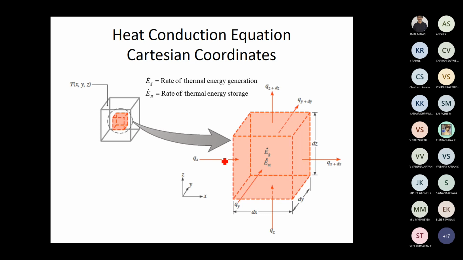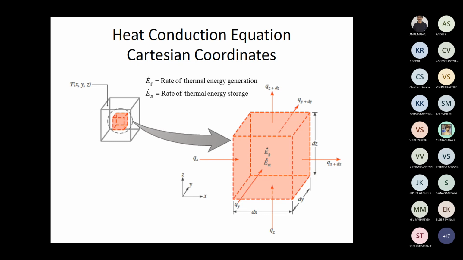When the amount of heat entering plus heat generation is not the same as the amount of heat leaving, then there will be some energy storage. Either the body will get hotter or the body will get colder. So this is called energy storage. When the body gets hotter, the energy storage quantity will be positive, otherwise it will be negative.